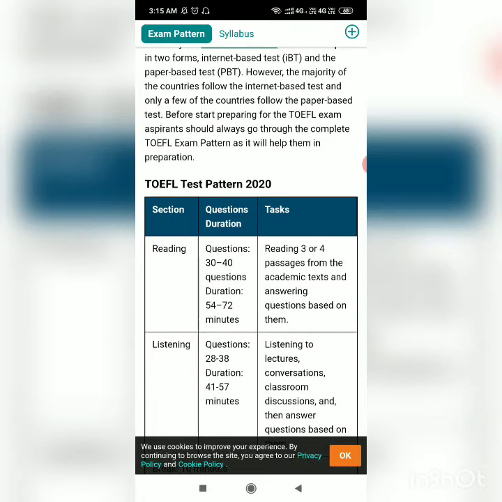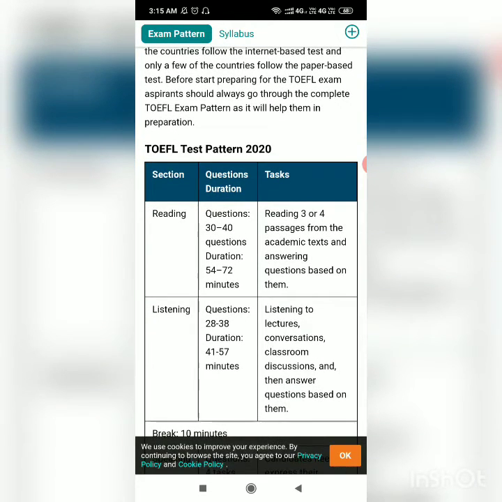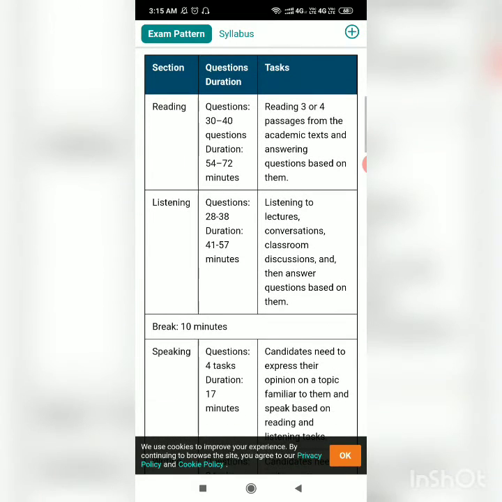to 40 questions. You will be given 54 to 72 minutes. So it will be paragraph reading, and you just have to answer according to the paragraphs. Then there will be a listening section in which there will be 28 to 38 questions, and you just have to listen to the audio and answer accordingly.